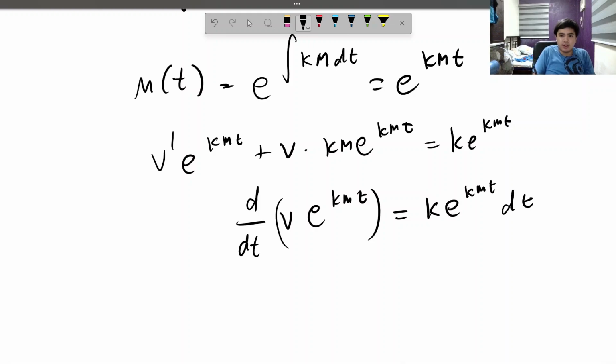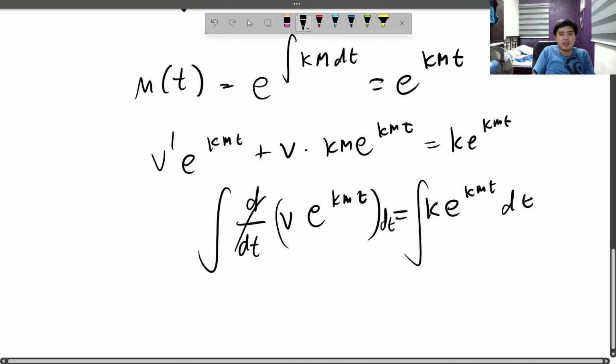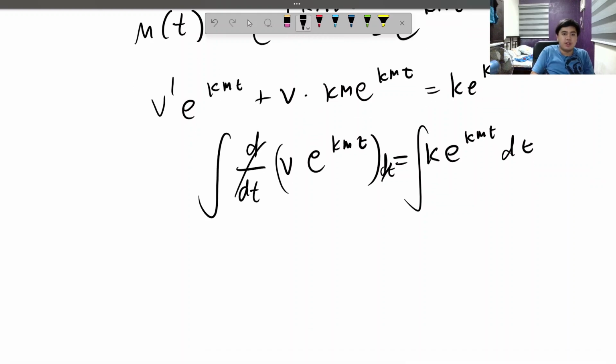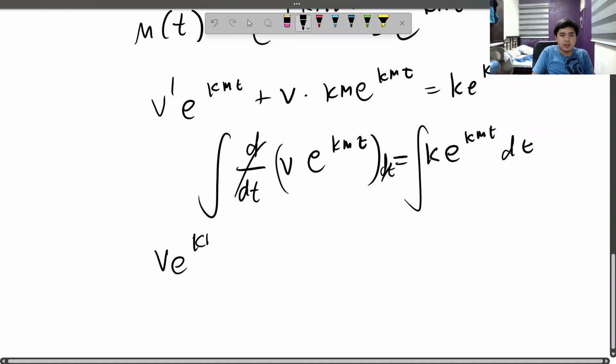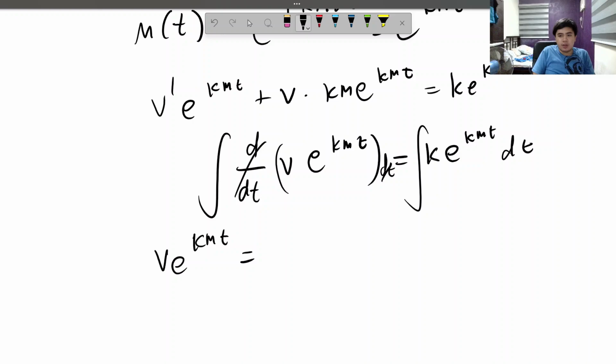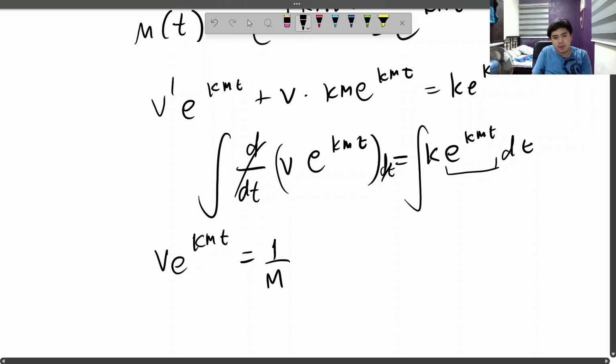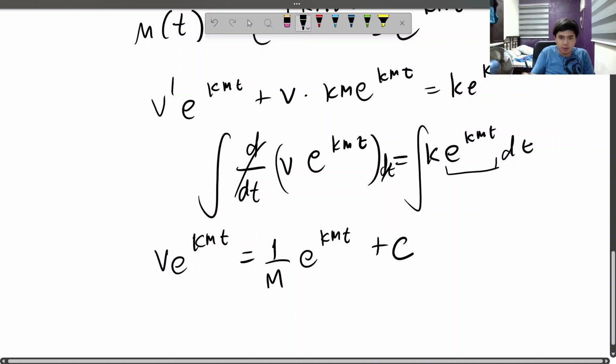Integrate both sides with respect to t, of course. Derivative and integral cancel each other out, leaving us with v e to the kmt. Here, the integral of this is e to the kmt times 1 over km, and k is already there. So we cancel k and 1 over k, so we get 1 over m, then e to the kmt. Then we add c.